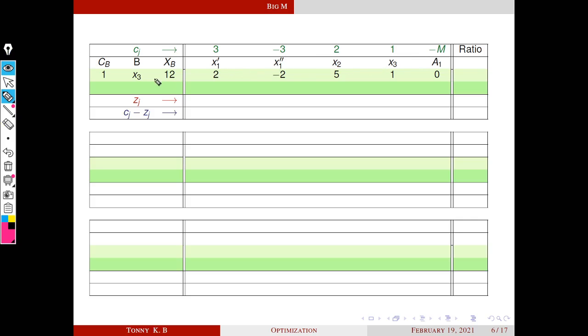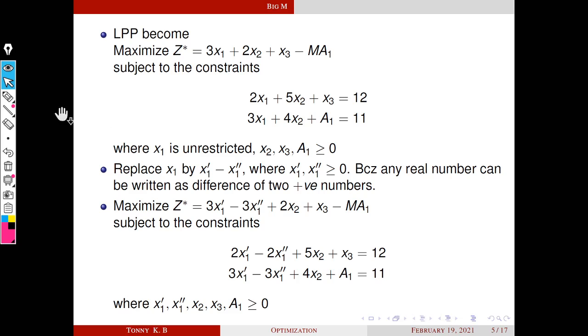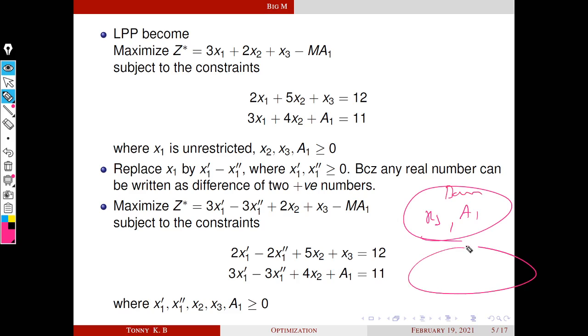They are the costs. And initially in this example, what are the basic variables? x3 and a1 are the basic variables, because they play the role of slack variables like in our ordinary LPP. So we set all other variables as non-basic. x1 dash, x1 double dash, x2 are all non-basic, so they are 0. So x3 equals 12 and a1 equals 11.